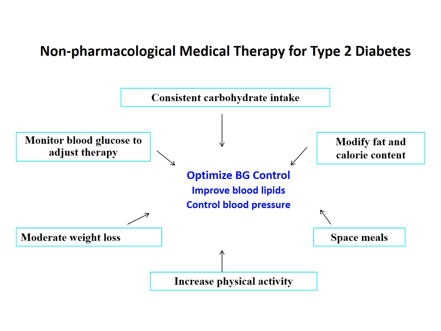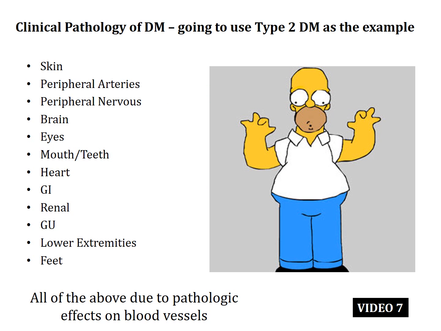Can't stress this enough: non-pharmacologic medical therapy for type 2 diabetes. Eat a consistent carbohydrate intake. Don't binge on carbohydrate. Modify your fat and calorie content. Space your meals. Moderate weight loss. Physical activity: 20 minutes, 5 times a week. You don't need to be a marathon runner to treat type 2 diabetes, but you do need to start getting some physical activity into your life. All right, again, Homer Simpson.